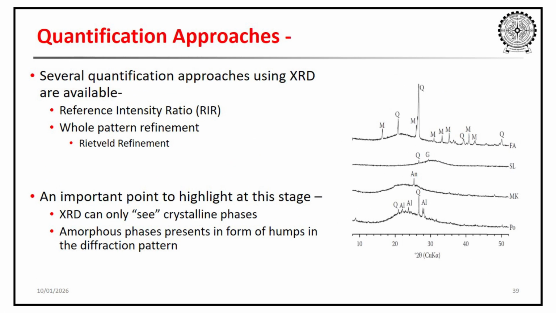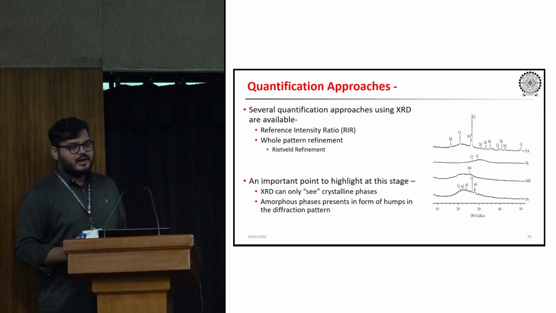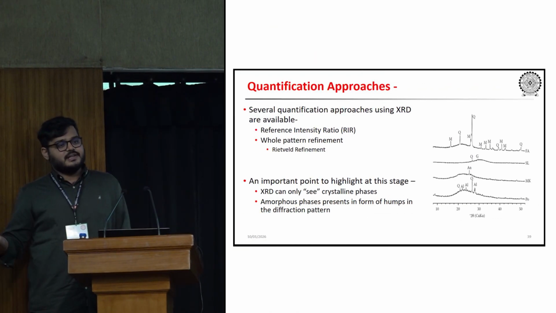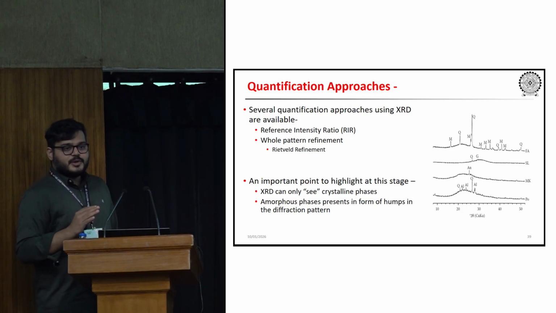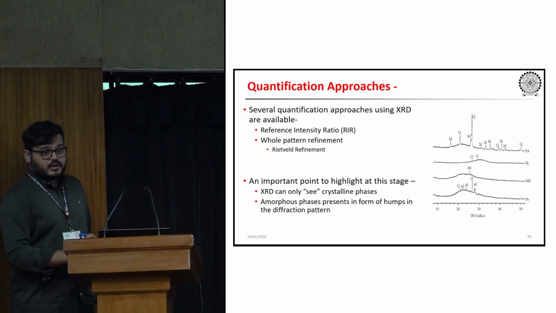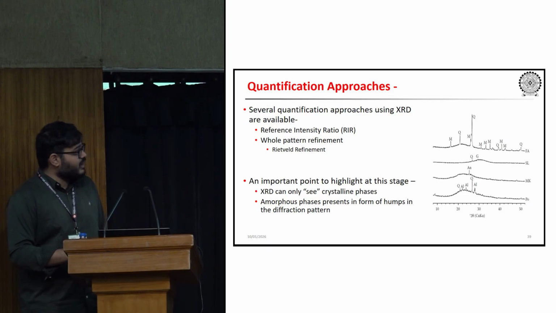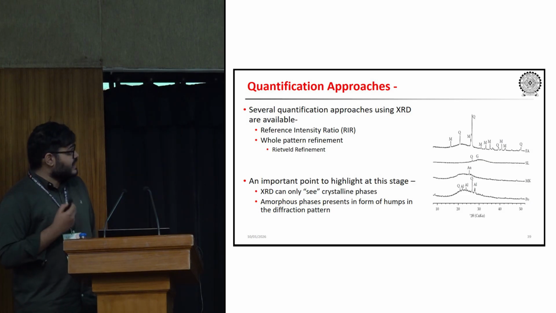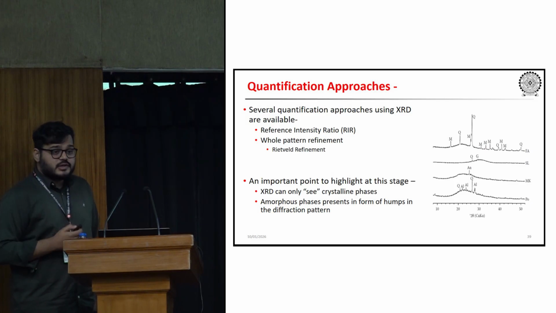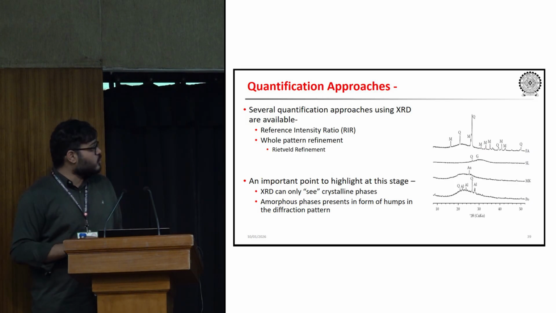There are different quantification approaches available, something known as the reference intensity ratio method, where you combine the intensity of the peaks generated by a standard material, and then you compare it with the intensity of the peaks which you are collecting, and then you are able to make an approximation of the quantities present. You also have the whole pattern refinement, of which Rietveld refinement is going to be a big tool, and that is what is most commonly used for phase quantification.